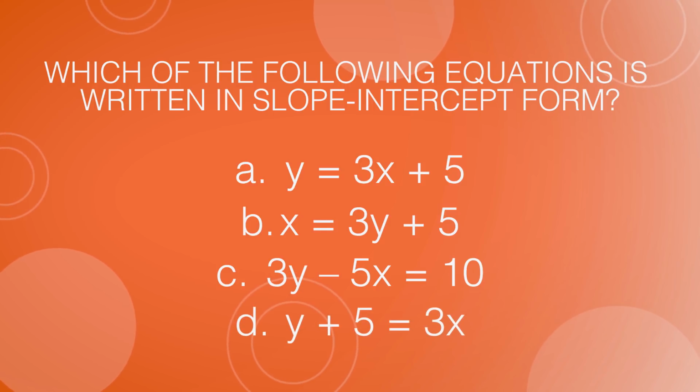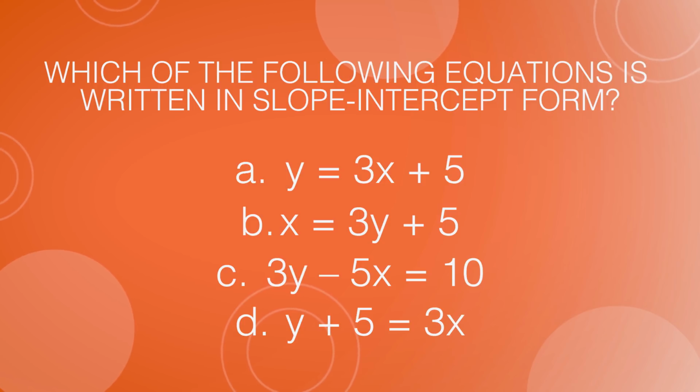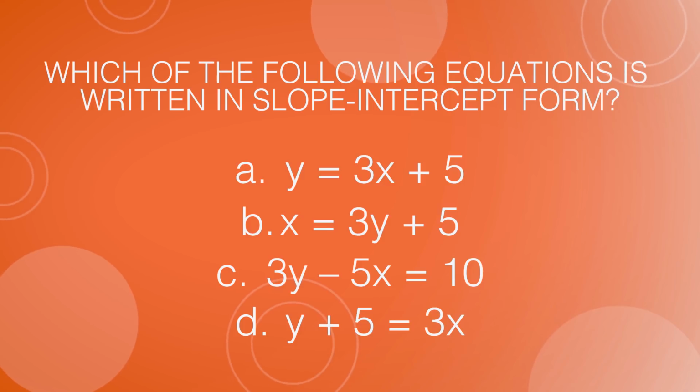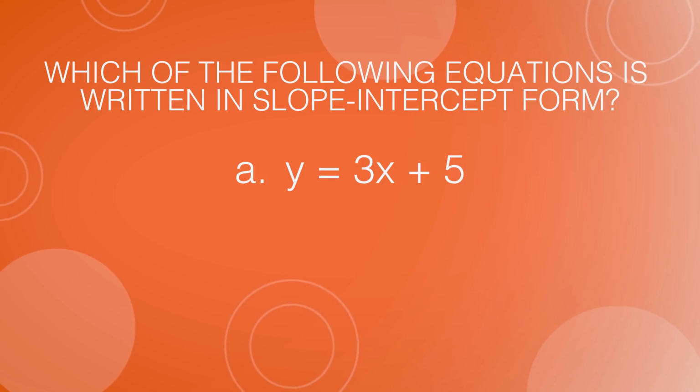Now, slope-intercept form of the equation of a line is y equals mx plus b, where m and b are numbers representing the slope of the line and its y-intercept respectively. Only the answer choice y equals 3x plus 5 is presented in this format.